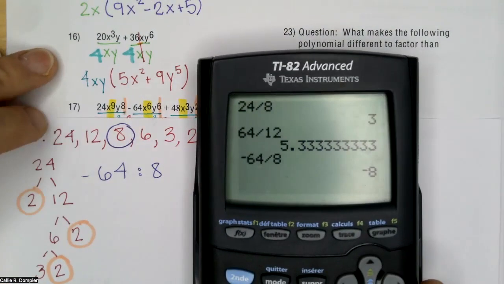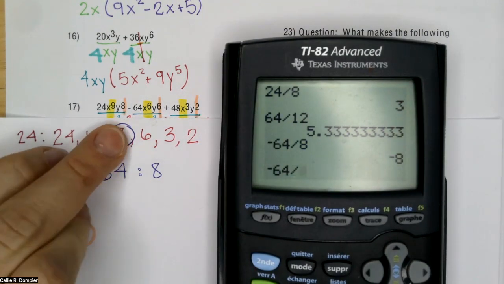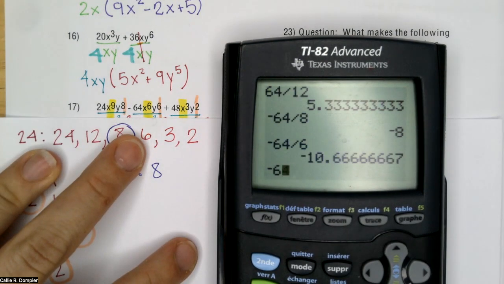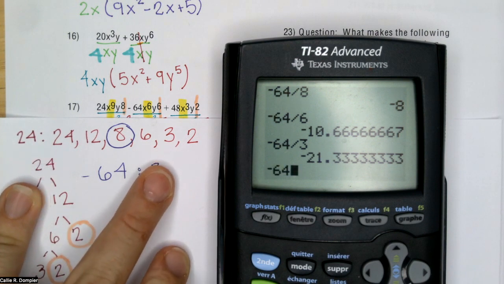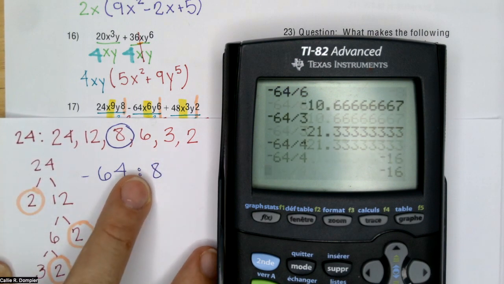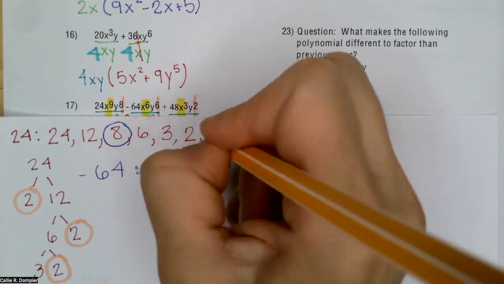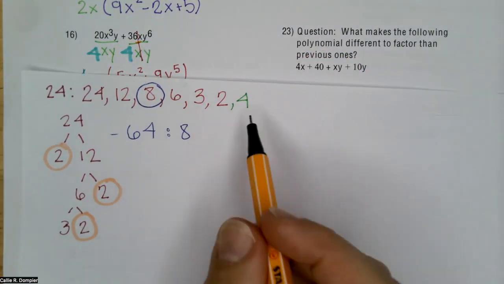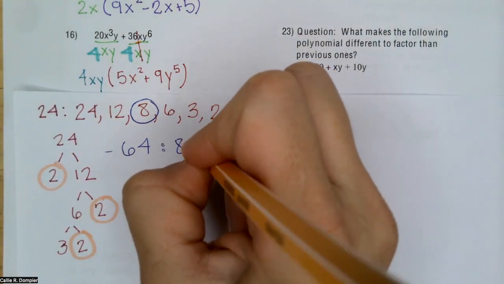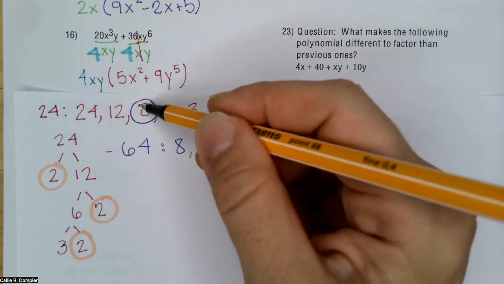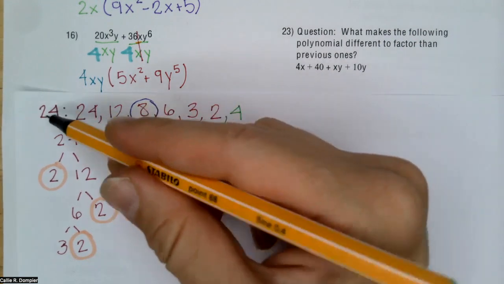And we only need the common factors between 24 and negative 64, right? 6? No. 3? No. 4, sorry. So if it's 8, it also has to be 4. So 2 times 2 is 4. 2 times 2 times 2 is 8. So we have 4 is a common factor of both 24 and negative 64, and 8 is a common factor of negative 64 and 24.